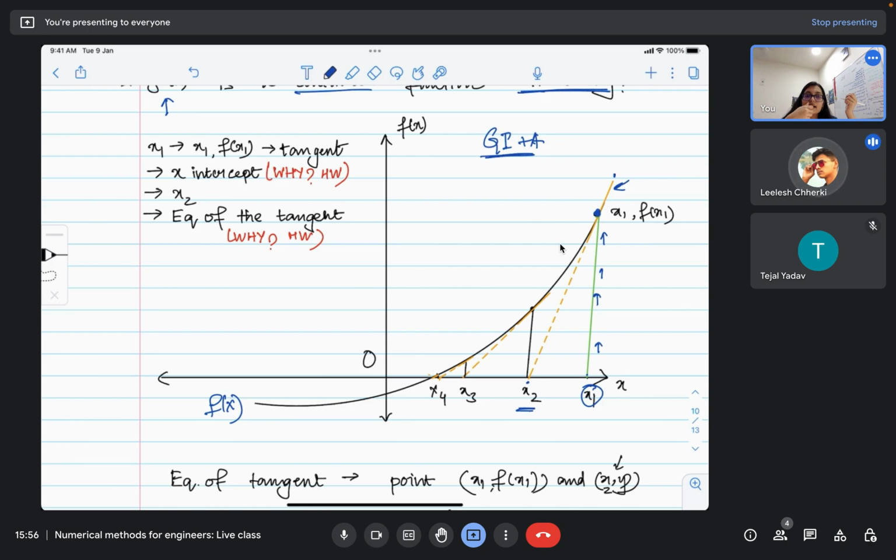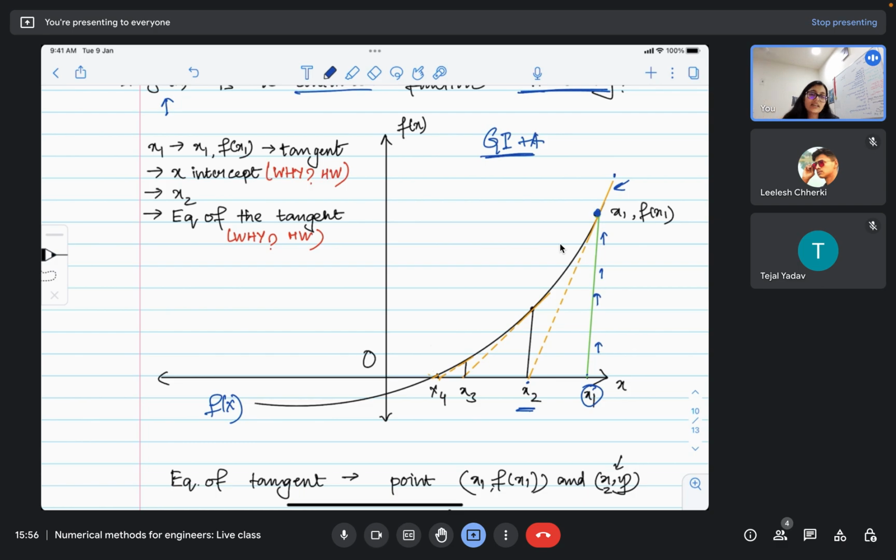Ma'am, to find roots, real roots. To find real roots. That's excellent. So, Lilesh, any idea here? Now tell me, here we have come just to x2, right? And x2 is not the root. So, what is the concept behind finding this x-intercept?